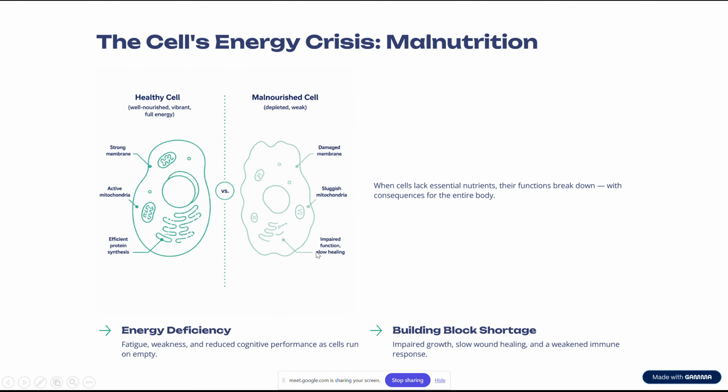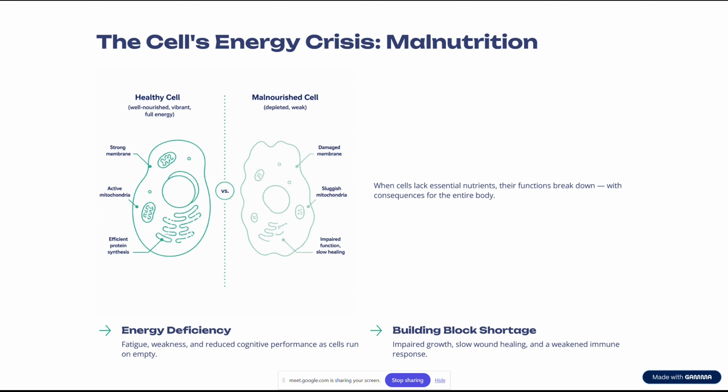And if the malnourishment is too prolonged, it can result in damage to the cell as a whole. So when cells lack essential nutrients, their functions break down, with consequences for the entire body. You see that there. Energy deficiency definitely results in fatigue, weakness, and reduced cognitive performance as cells run on empty. So that is very important. So you people who take your meal at a very late hour, you should stop that. Try to eat on time.